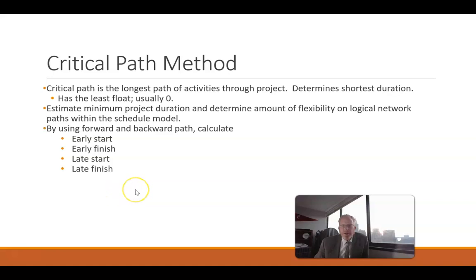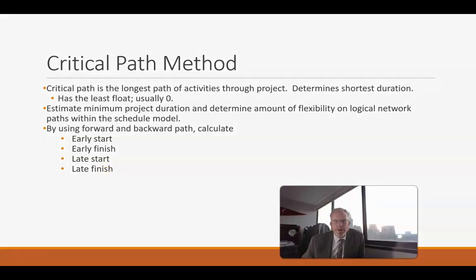So if we think non-critical path activities, then we have several options here that we can calculate. One is an early start. So let's say that our critical path activity is going to take maybe 20 days.